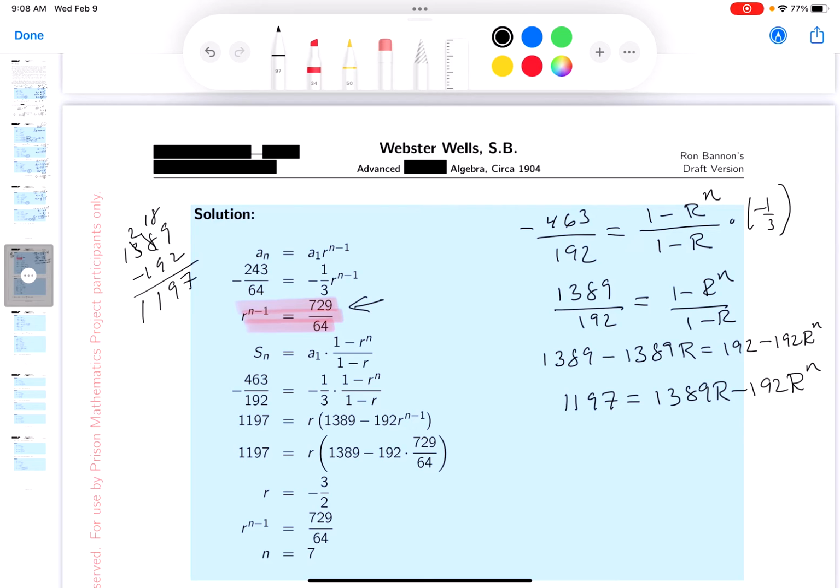and I'm thinking to myself it sure would be nice if I saw an n minus 1 as an exponent. So what I'm going to do is factor it out. Someone says factor what out? Factor an R out. And what do you get? 1,389 minus 192R to the n minus 1. All right? So I'm gonna show you where this is in your notes.